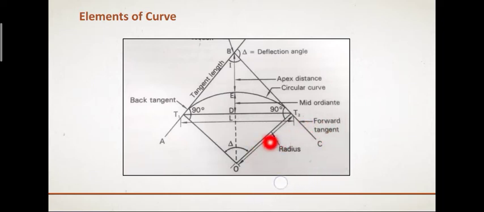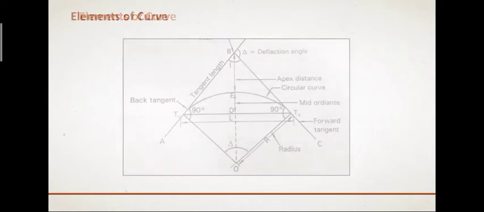This is your R, and delta is your deflection angle, right? This is an intersection point. So these are some of the details to be remembered. We will go in depth into each term, right?